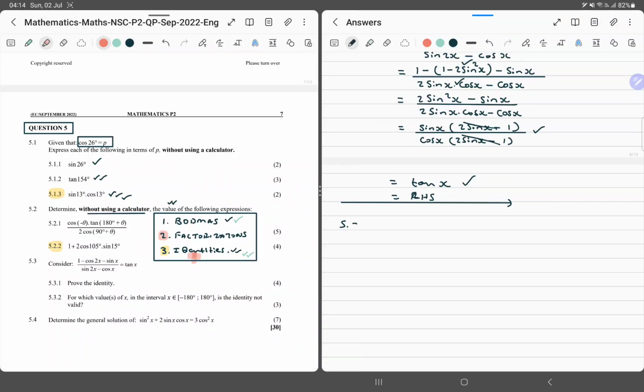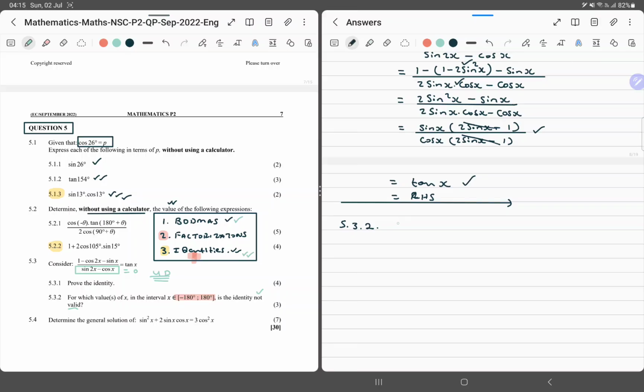So we've got 5.3.2. It says now, for which value or values of x in the interval. Okay, now once we're given an interval, we need to solve. Okay, for which value or values of x in the interval minus 180 to 180 is the identity not valid? When is it not valid? It means the denominator must be equal to 0. If the denominator is equal to 0, then the function is undefined. All right. So if it is undefined, that's when we say it's not valid.